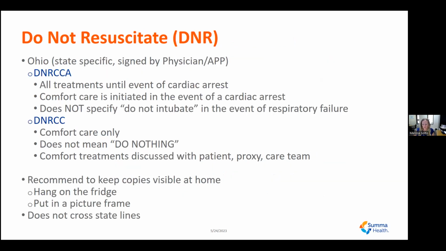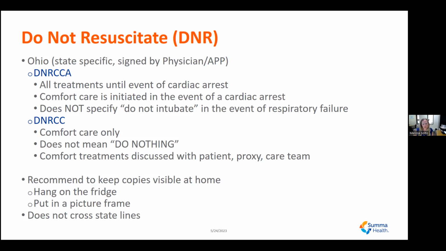The final document to review for the state of Ohio is the Ohio DNR form. Essentially, there are two choices on the Ohio DNR form. A DNR CCA means all treatments will continue until the event of a cardiac arrest or until the heart stops. And then when the heart stops, comfort care is initiated. There is no language on the Ohio DNR about ventilators or respiratory failure.